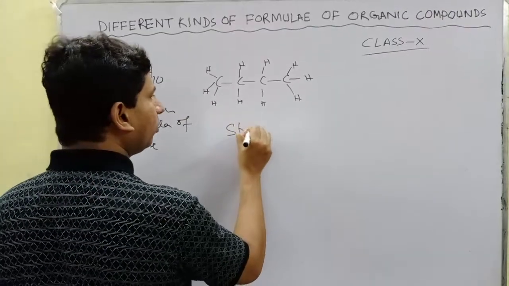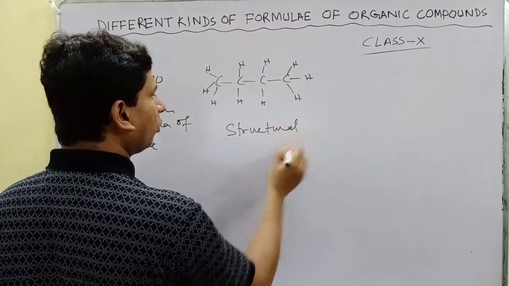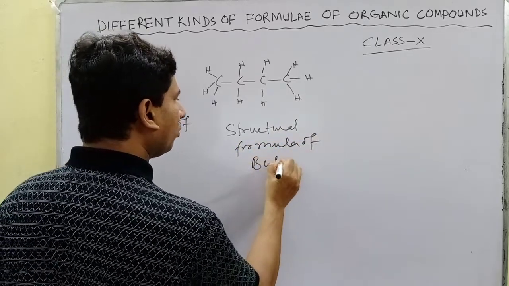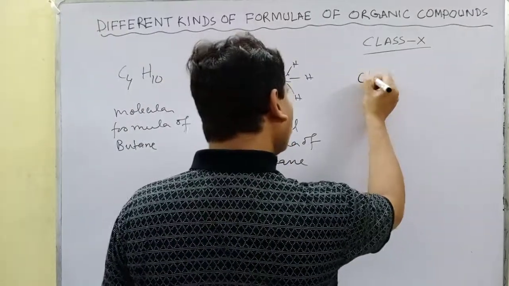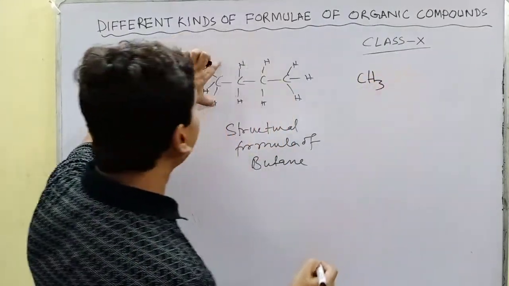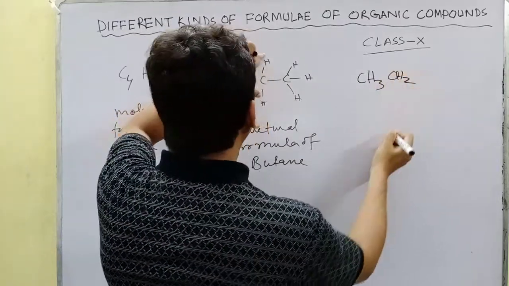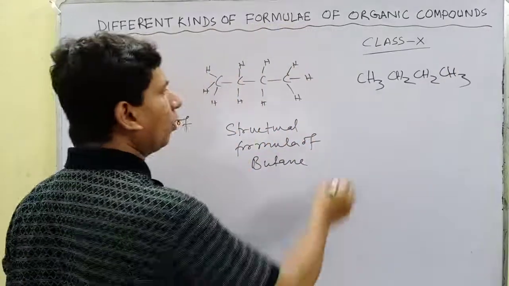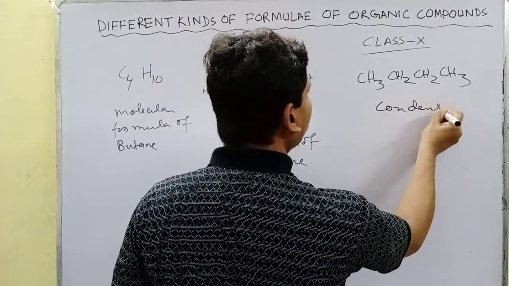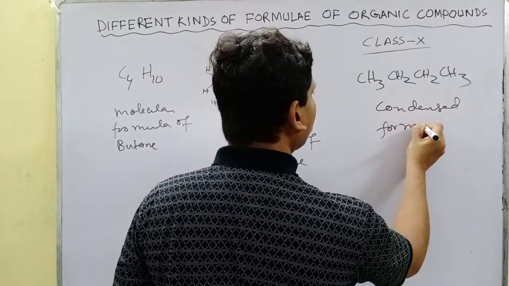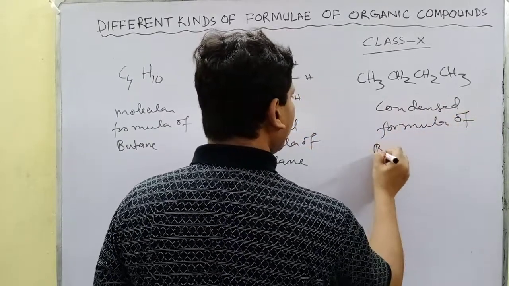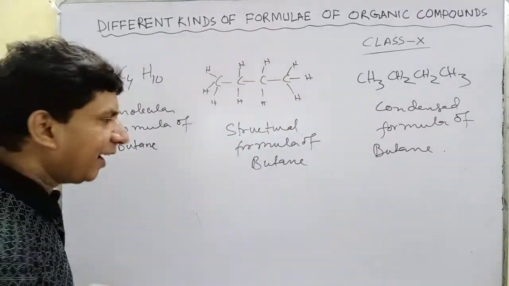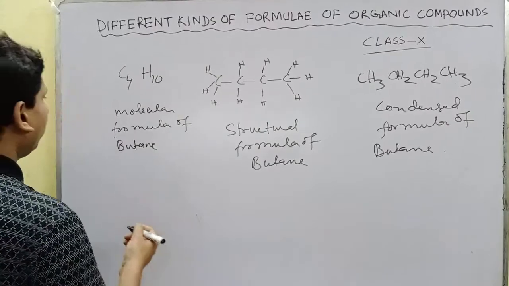Structural formula of butane, and condensed formula CH3 CH2 CH2 CH3. So this is the condensed formula of butane. Clear?